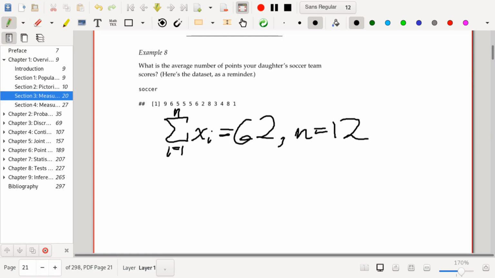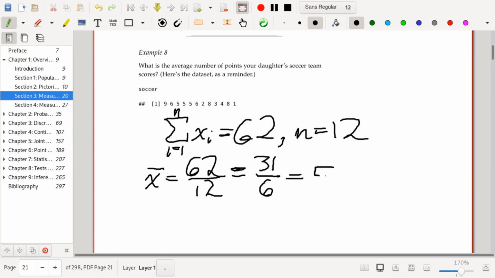And the sample mean then, x bar, will be 62 divided by 12, which equals 31 over 6, which is equal to 5.16 with a repeating 6. Okay?